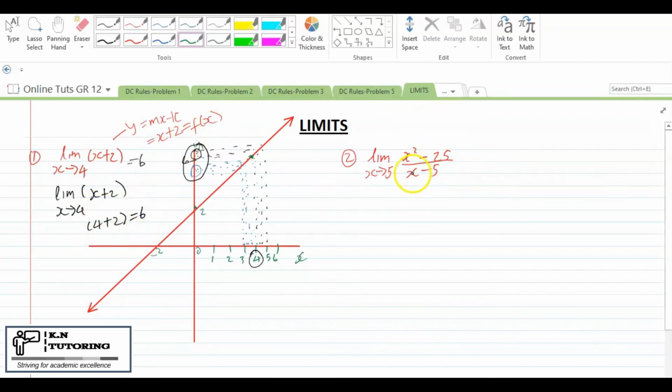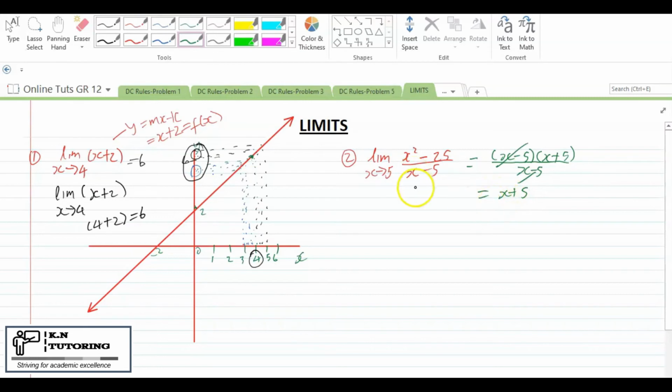Now here I have a problem. If I substitute x as 5, I will get 5 minus 5, which is 0, and this whole thing will be undefined. So I must find a way of simplifying this before I can start substituting my x value. If I look at the top part, I can see that this is a difference of 2 squares. So this will give me x minus 5 and x plus 5. And then at the bottom I have x minus 5. So this cancels that, and I'm left with x plus 5.